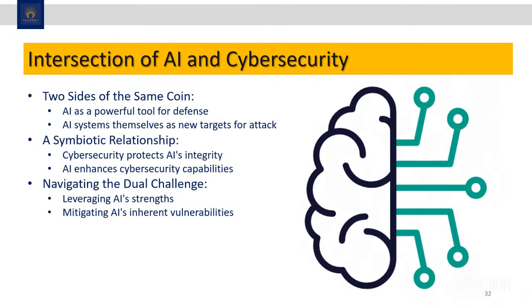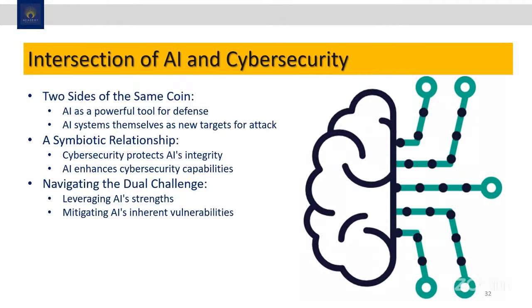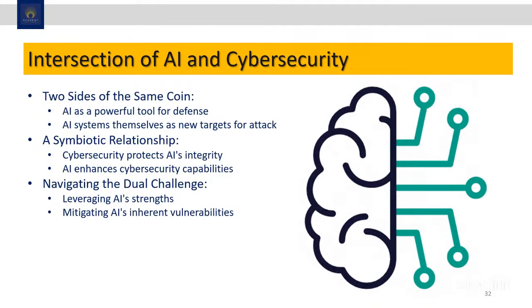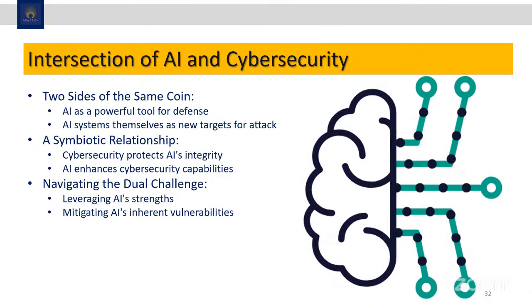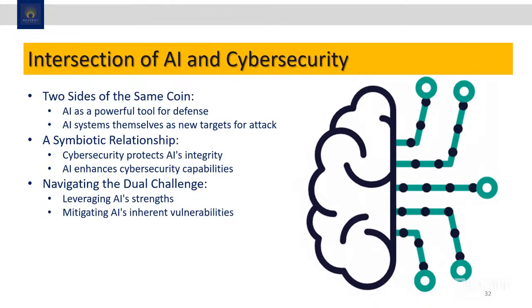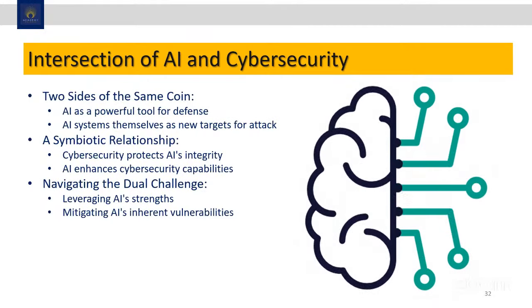On one hand, AI is an incredibly powerful tool for defense, offering capabilities human analysis can't even match. But on the other end, AI systems themselves have become the new target for attacks, presenting us with very unique vulnerabilities that need to be secured. It's a very symbiotic relationship, as cybersecurity protects the integrity, confidentiality, and availability of an AI system, ensuring that they are not compromised or misused.